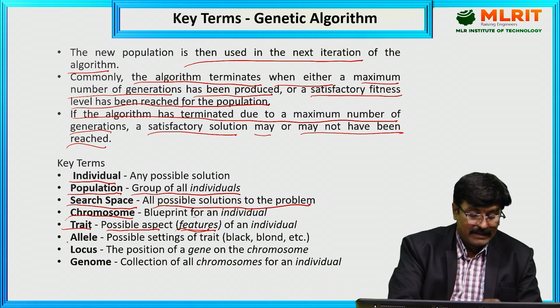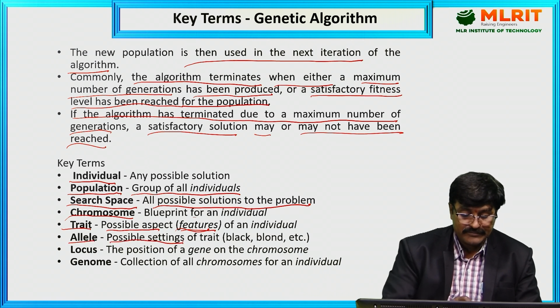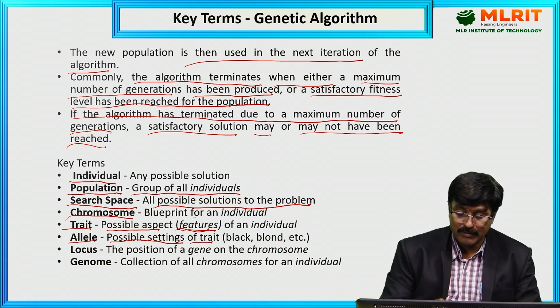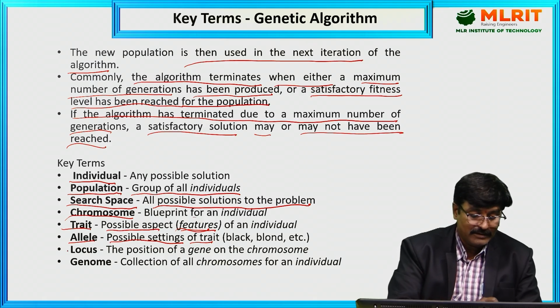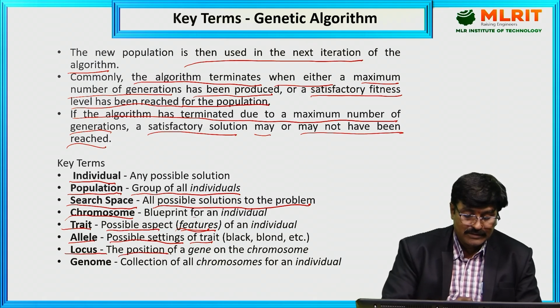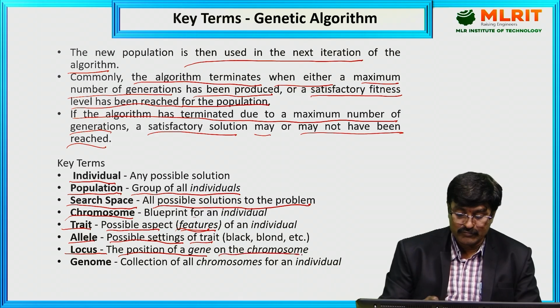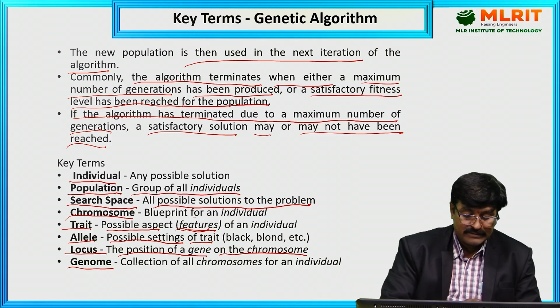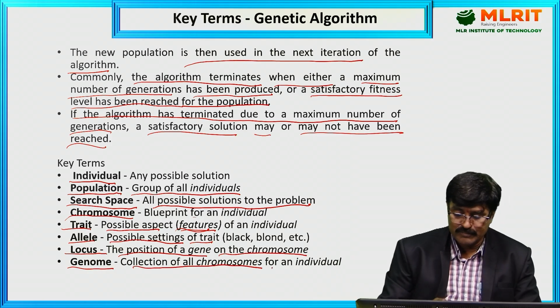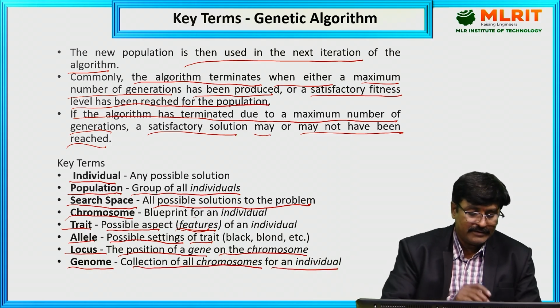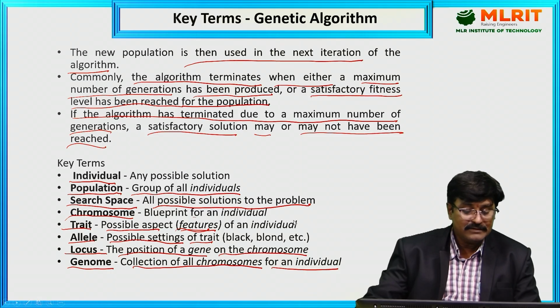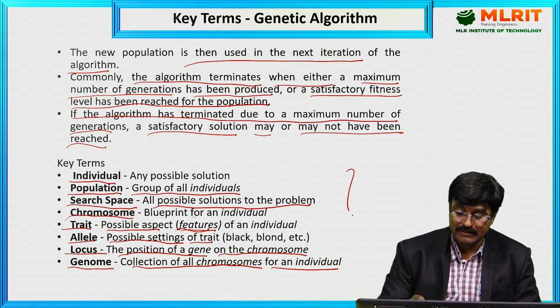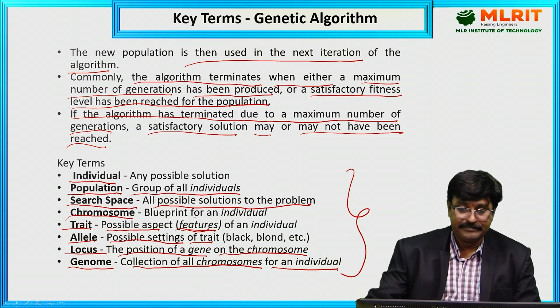Alleles: the possible settings of a trait, like black or blonde, based on the feature. This is also another feature. Locus: the position of a gene on the chromosome, where it is located. Genome: the collection of all chromosomes for an individual is called a genome. These are the key terms in the genetic algorithm we are using.